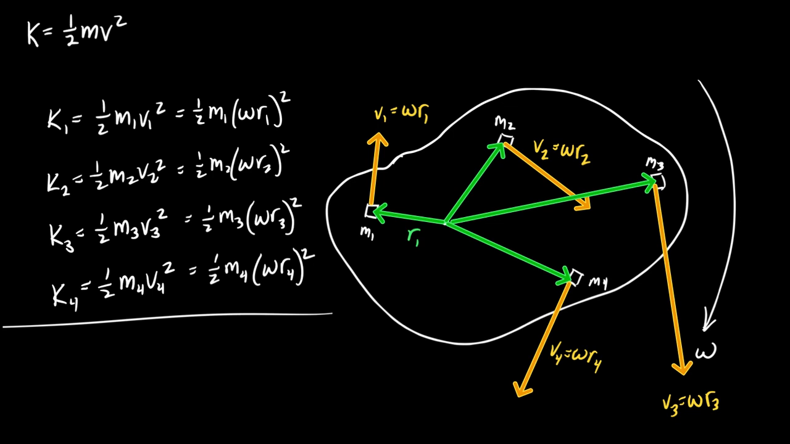So let's add all these together. But I'm going to notice that I have a 1/2 in all of them. So I'm going to pull the 1/2 out front. So K total, 1/2 out in front.